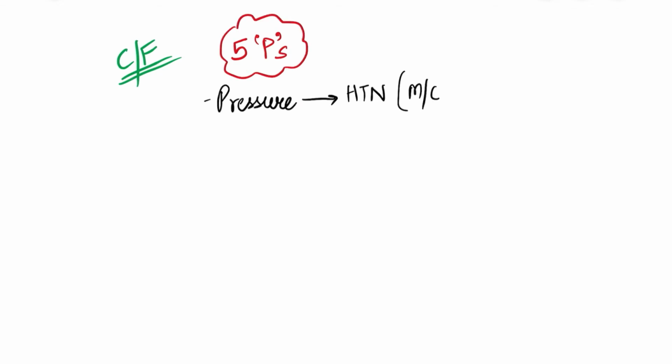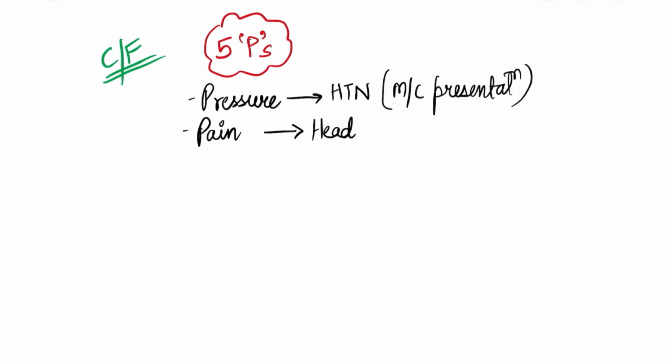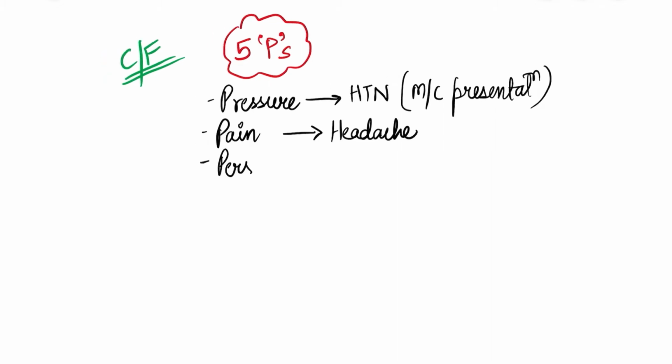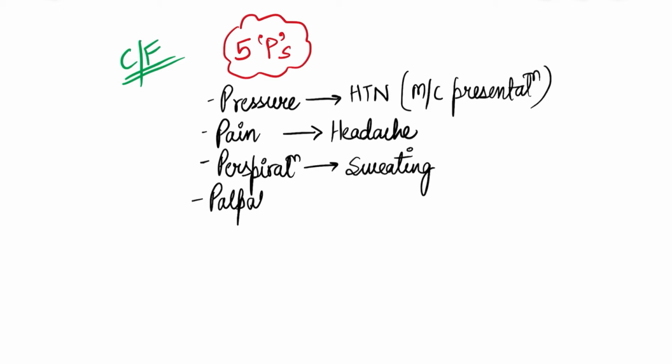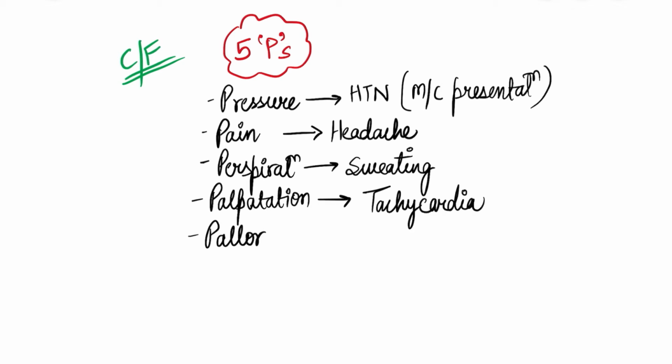Let's talk about the clinical features, which you can remember by a simple mnemonic of 5 P's. The first is pressure, that is hypertension, which is also the most common presentation. Second is pain, represented as headache. Third is perspiration, seen as profuse sweating in the patients. Next is palpitation, seen as tachycardia, and the last is pallor.